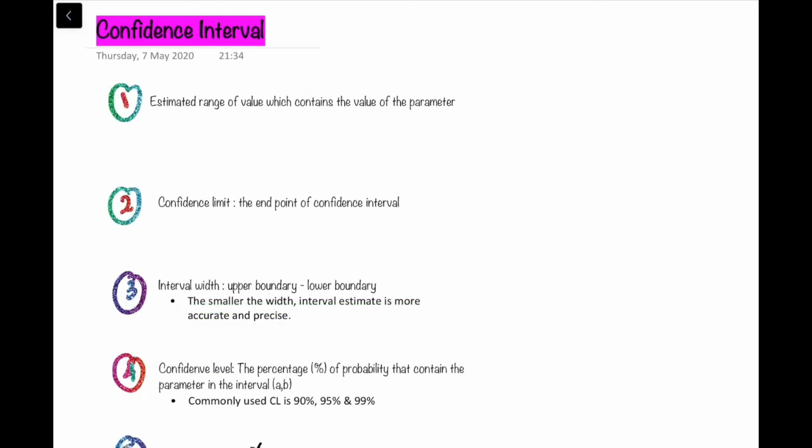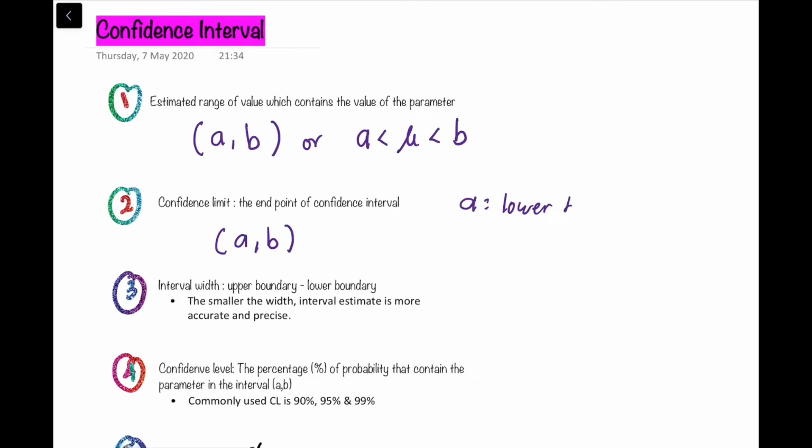What is confidence interval? Confidence interval is the estimated range of values which contains the value of the parameter. Selang yang mempunyai nilai parameter yang kita estimate. Right. Normally, we write confidence interval as open bracket, A, B, close bracket, or A less than mu less than B. Number 2, confidence limit, sempadan keyakinan, is the endpoint of a confidence interval. If you write your confidence interval as (A, B), A will be the lower boundary and B will be the upper boundary. Sempadan atas dan sempadan bawah. So these two we call confidence limits.